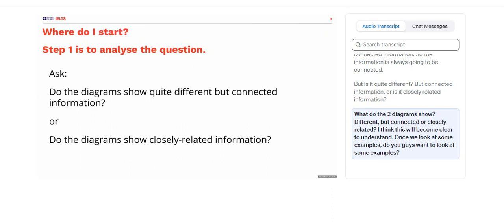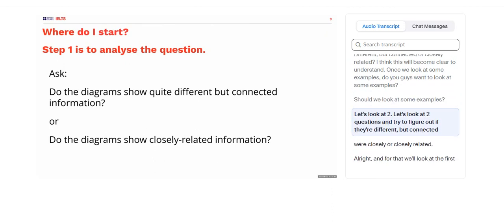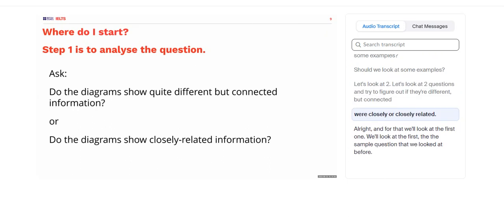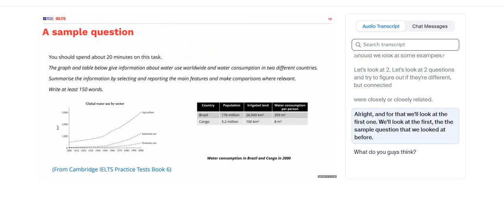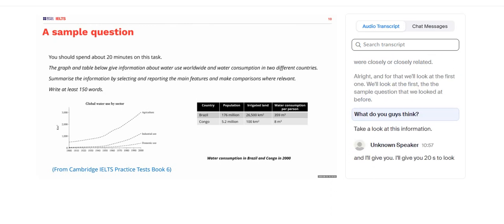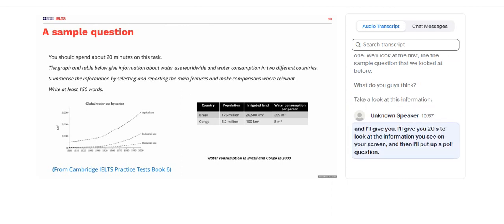Do you guys want to look at some examples? Should we look at some examples? Let's look at two questions and try to figure out if they're different but connected or closely related. All right. And for that, we'll look at the first one. We'll look at the sample question that we looked at before. What do you guys think? Take a look at this information. And I'll give you 20 seconds to look at the information you see on your screen, and then I'll put up a poll question.